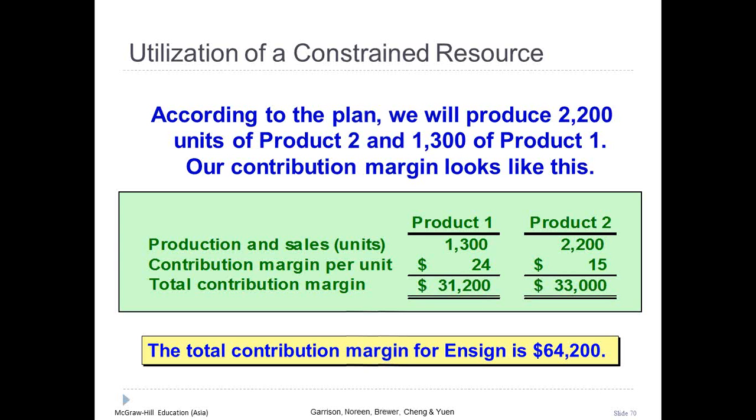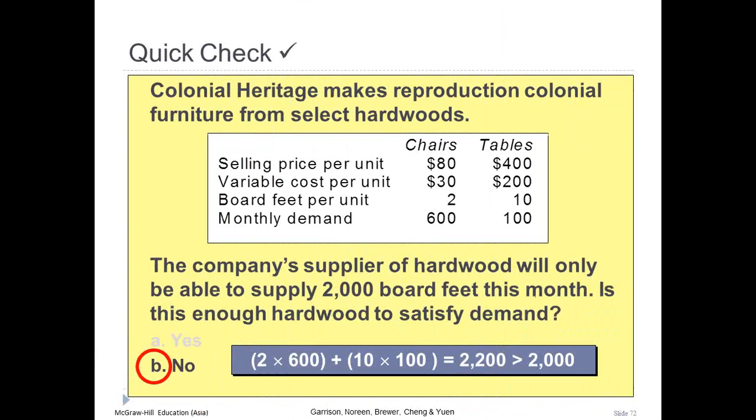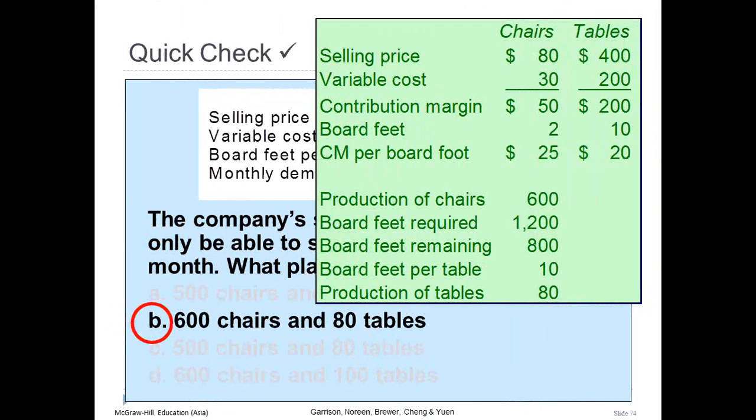So, here's the information about Colonial Heritage. Is this enough hardwood to satisfy demand? No. Colonial Heritage needs 2,200 board feet to satisfy its demand. The company's supplier of hardwood will only be able to supply 2,000 board feet this month. What plan would maximize profits? Production of 100 chairs and 80 tables would maximize contribution margin.